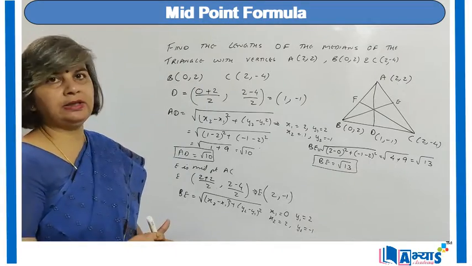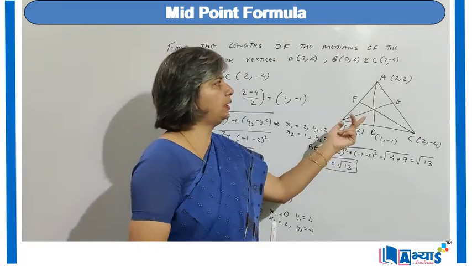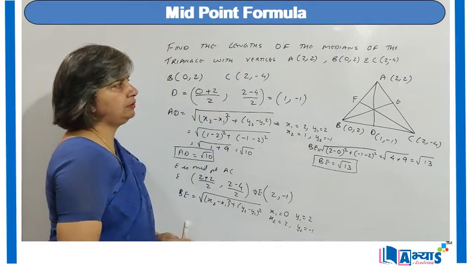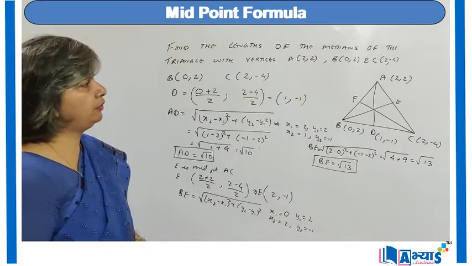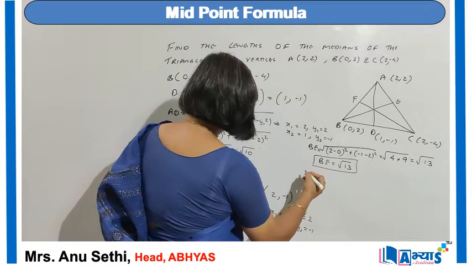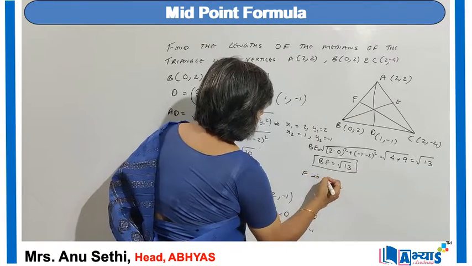That means we have found the length of the median AD, it was root 10. Now we have found the length of the median BE, it is root 15. Similarly, we will find the length of the median CF. For this, we will find the midpoint of AB. That means now F is the midpoint of AB.